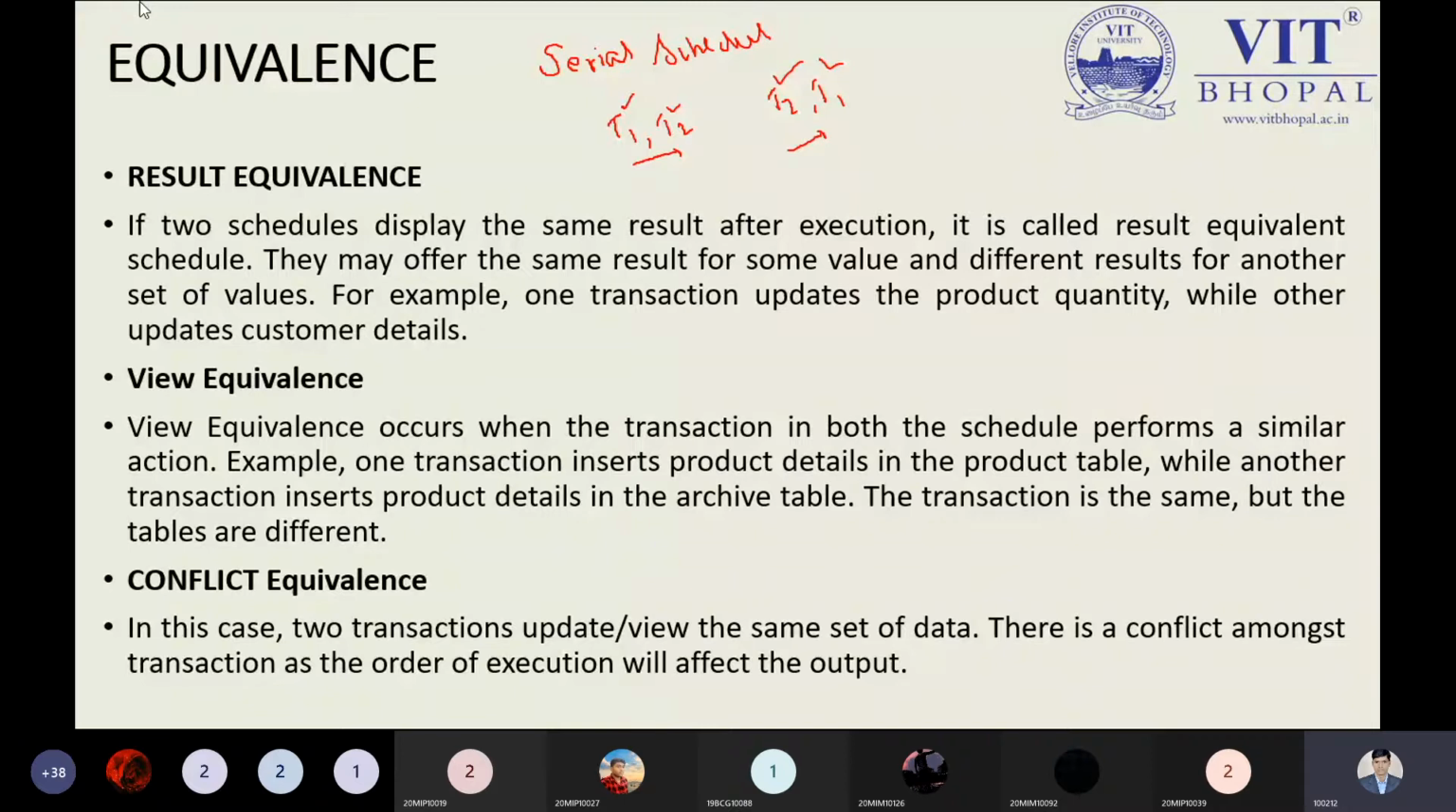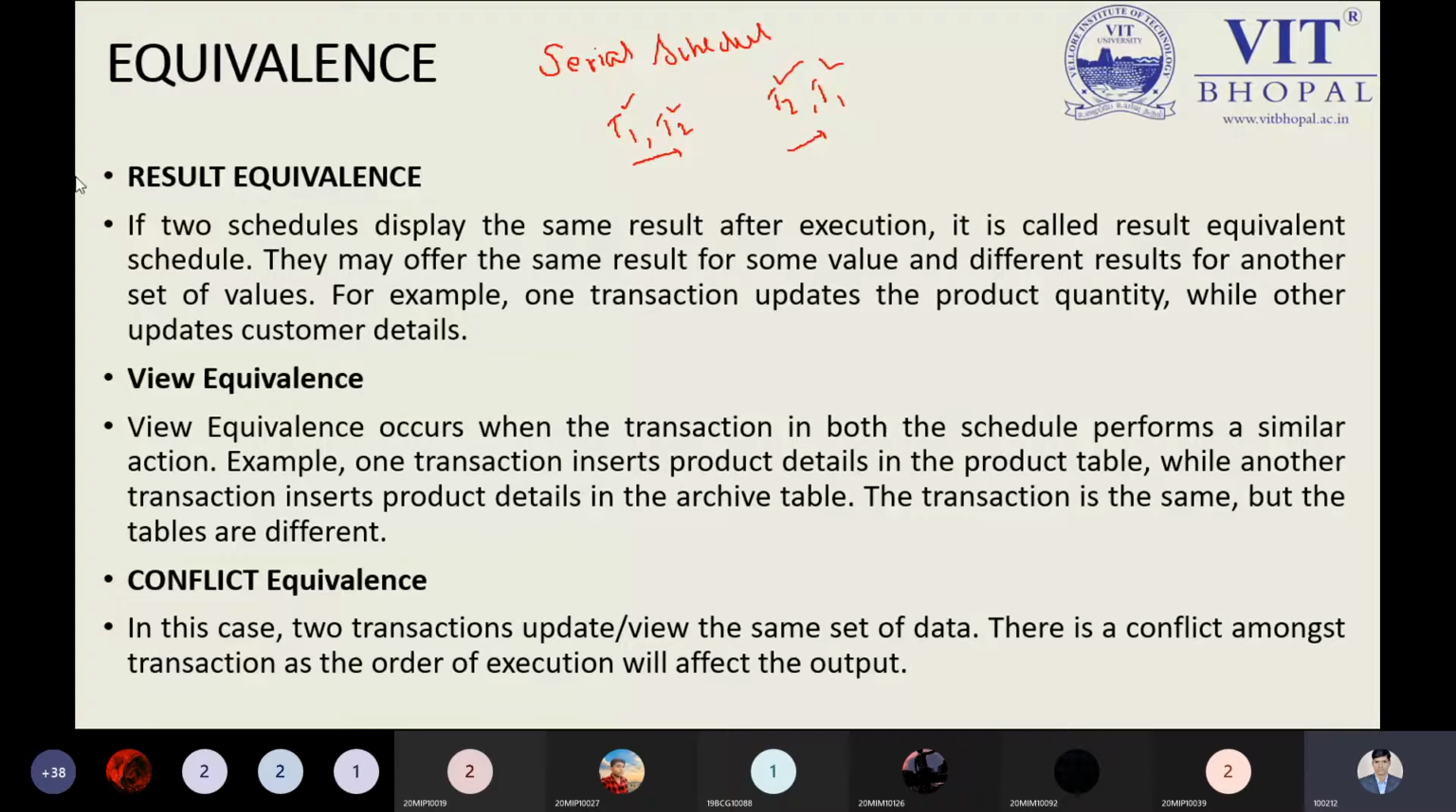Now here we have the equivalence, which can be divided into two normal parts. One is the view equivalence. In the view equivalence, what we are saying is that view equivalence occurs when the transactions in both the schedules... Here we have two schedules. What are the two schedules?